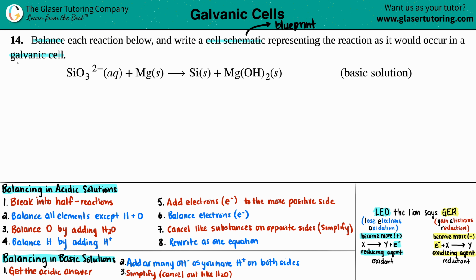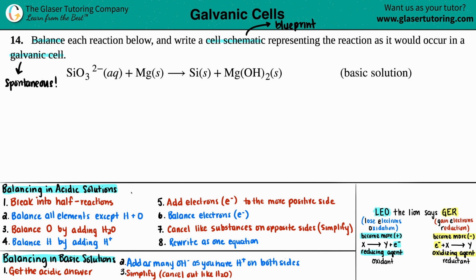On a side note, just know that galvanic cells are spontaneous cells. Galvanic cells don't need any additional energy source to make the products. But in order to balance these, it doesn't really matter that we're doing a galvanic cell. It only matters because they said that we wanted to write that schematic. But anyway, let's start balancing. So if we want to balance in a basic solution, the first part is to always get the acidic answer. That's why we have to go and do the 8 steps for the acidic solution.